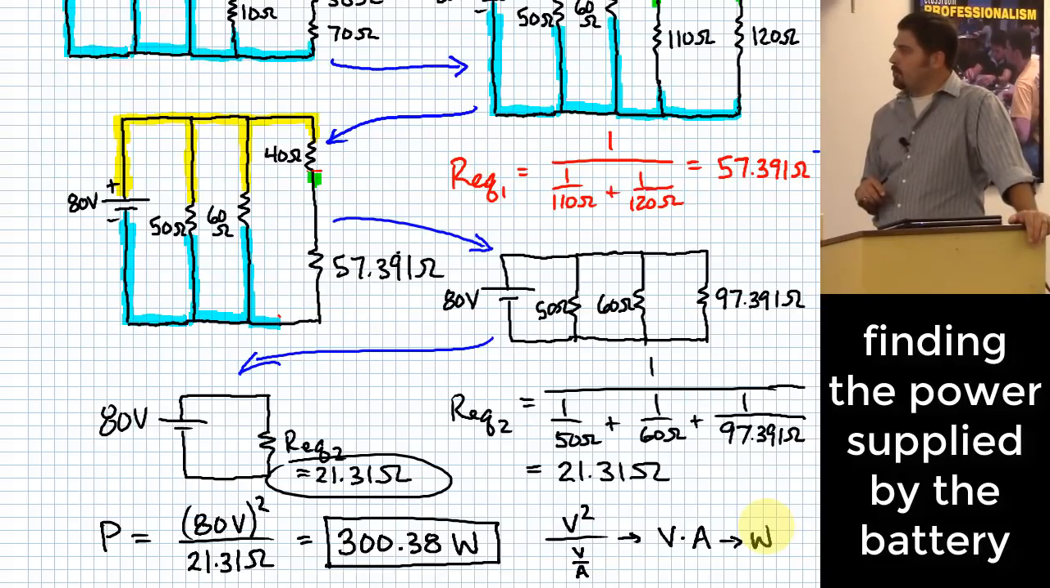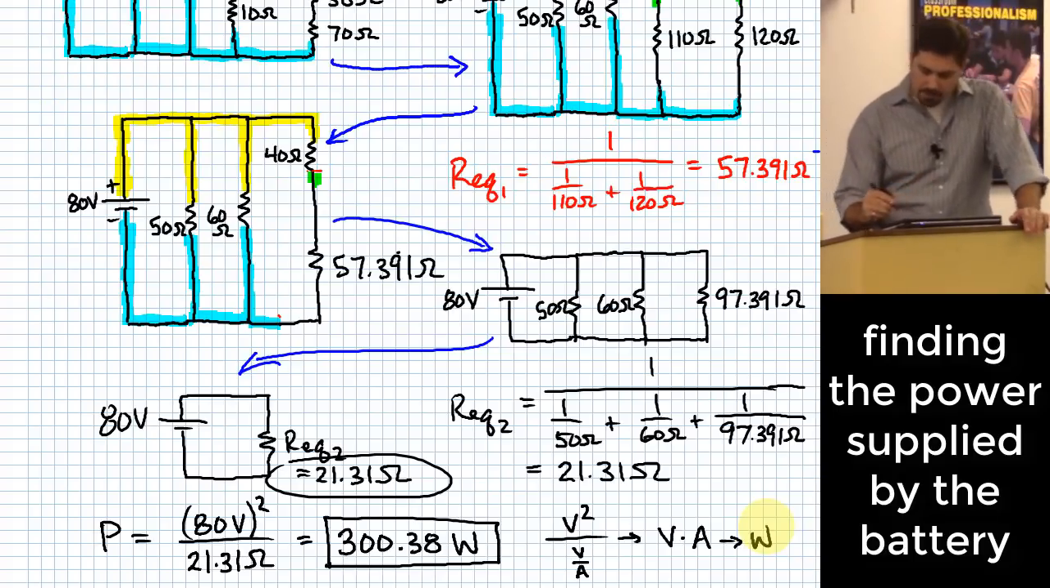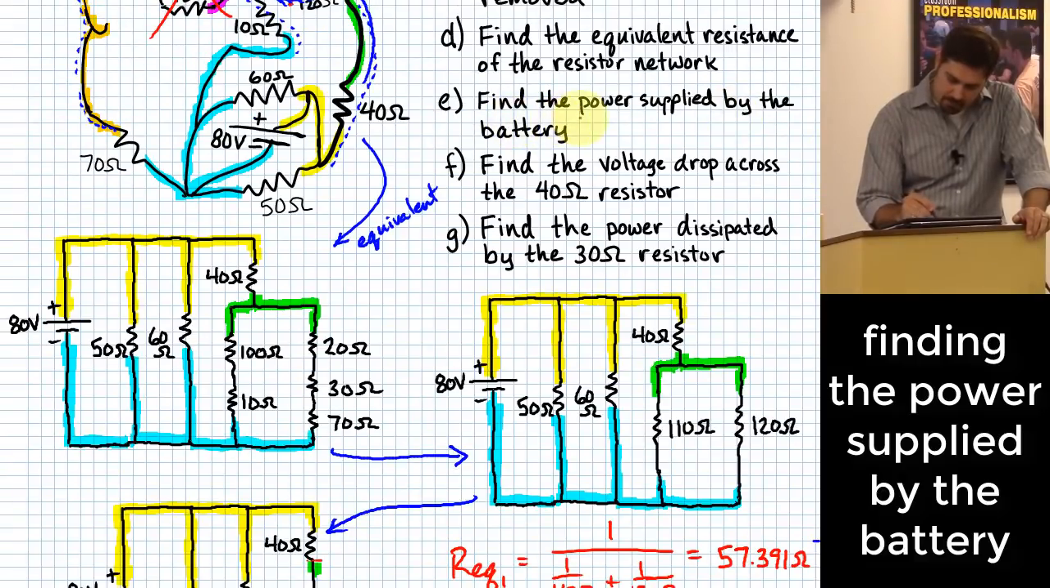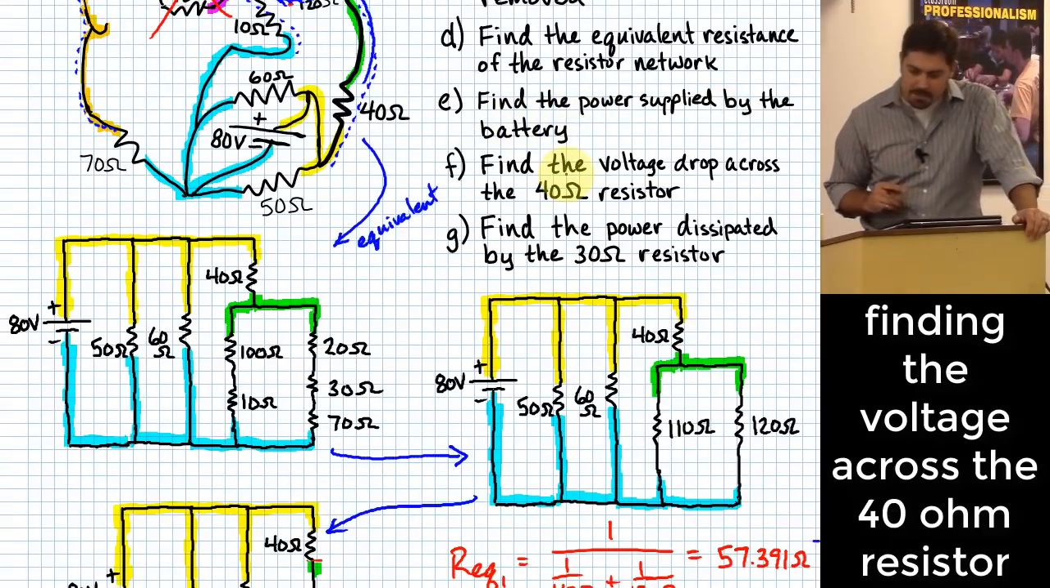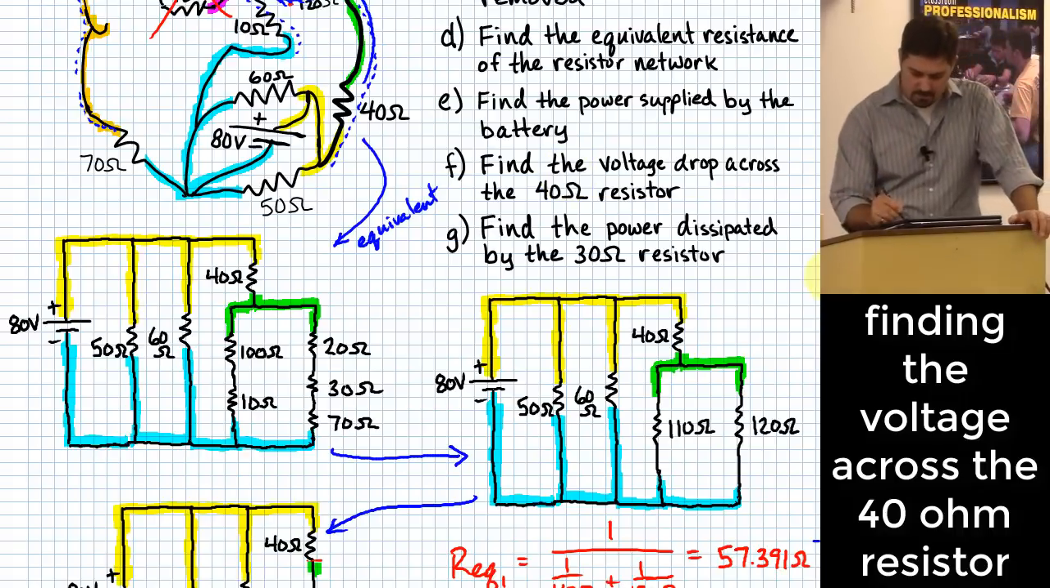All right, so we've done that part. We figured out how many watts the voltage source, the battery there, is supplying. So we've done that. Now we need to figure out what is the voltage drop across the 40 ohm resistor. Okay. How do we get that?